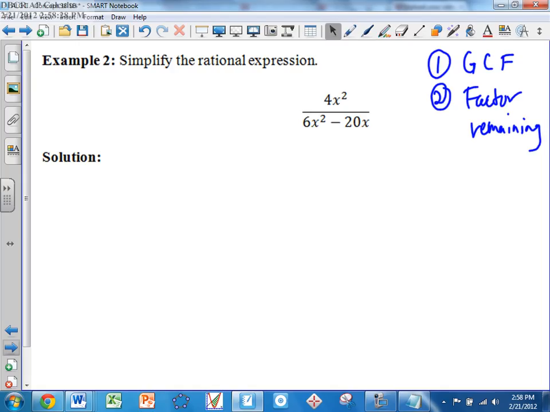So looking at this problem, right away you can't do much with the numerator. The numerator is just one monomial there, 4x squared. But the denominator is a binomial. So there's a good chance I can factor something out of the denominator. It looks like a 3 can come out of the 6, but can a 3 come out of the 20? No, the 3 can't. It looks like it's 3 because this can be divided by 3, but this cannot be divided by 3. That doesn't work. Okay, so we can't use 3 there. So we'll factor out a 2.